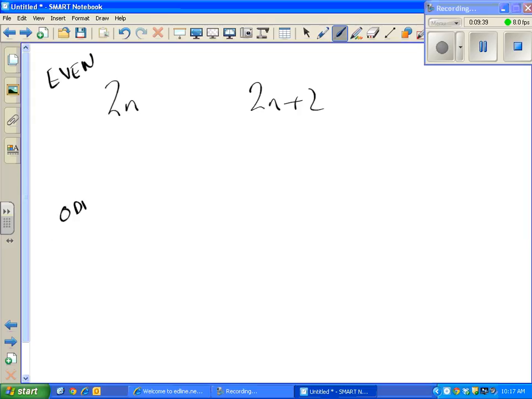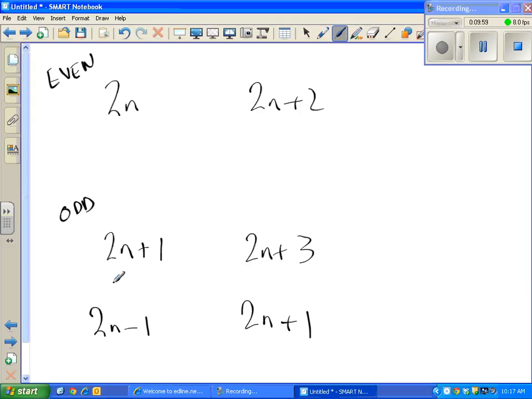Consecutive odd is a little different story. It's going to be 2n plus 1, because that would be 1 bigger. Notice this number fits directly in there. That's why it's odd. 2 bigger than this will be 2n plus 3. Alternatively, you could also try 2n minus 1 and 2n plus 1. These sets of numbers are odd consecutive numbers. Consecutive odd numbers, consecutive even numbers.